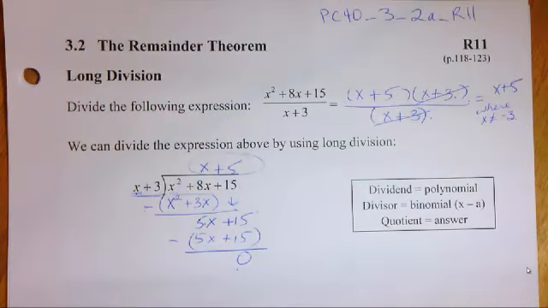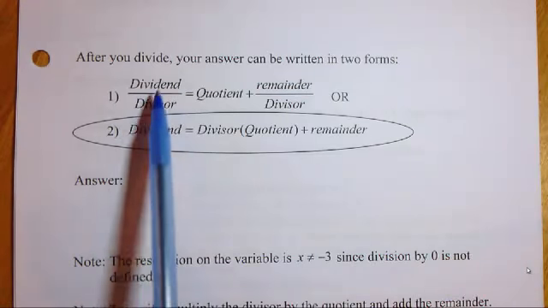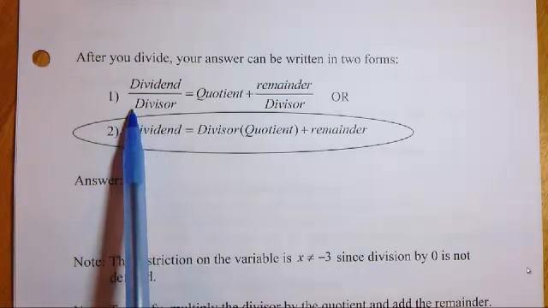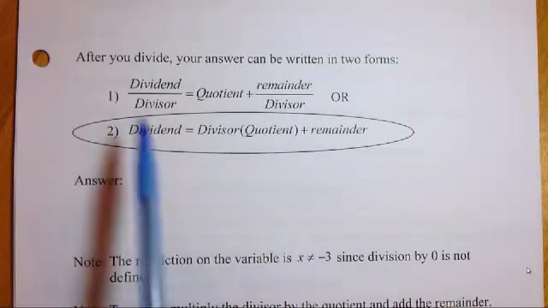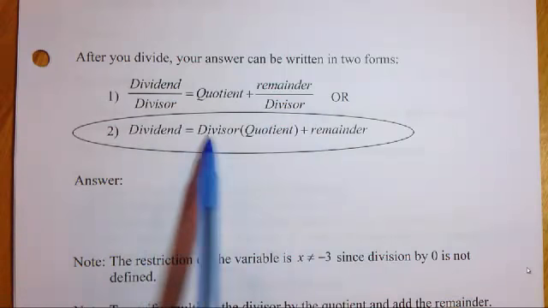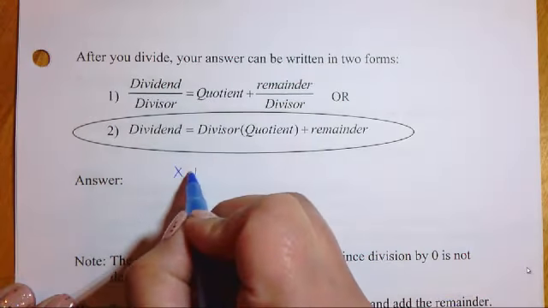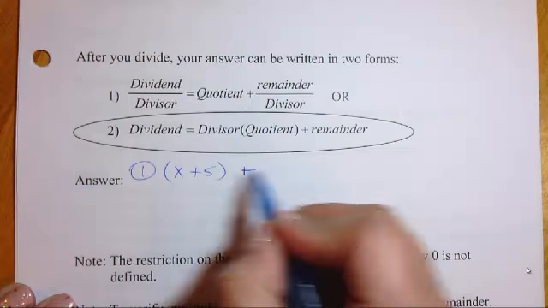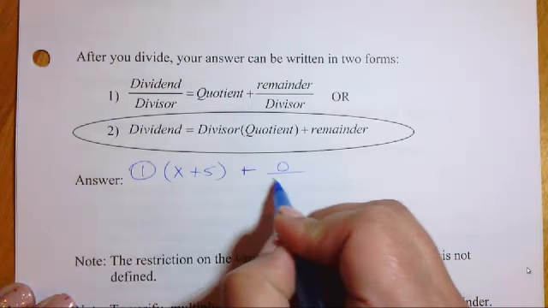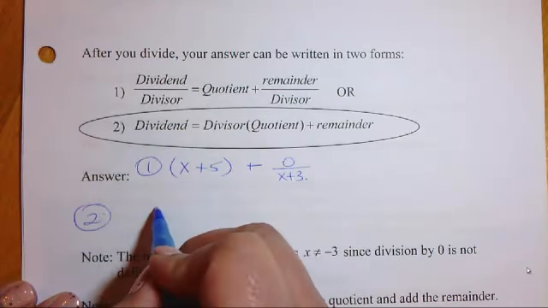Now this is your answer when you divide this by this. Your answer can be written in a couple of different forms. Your dividend over your divisor is equal to your quotient plus the remainder over the divisor, or the dividend is equal to the divisor times the quotient plus the remainder. So you could write it in either of these two ways. The first way is x plus 5 plus your remainder, which is 0 over x plus 3.